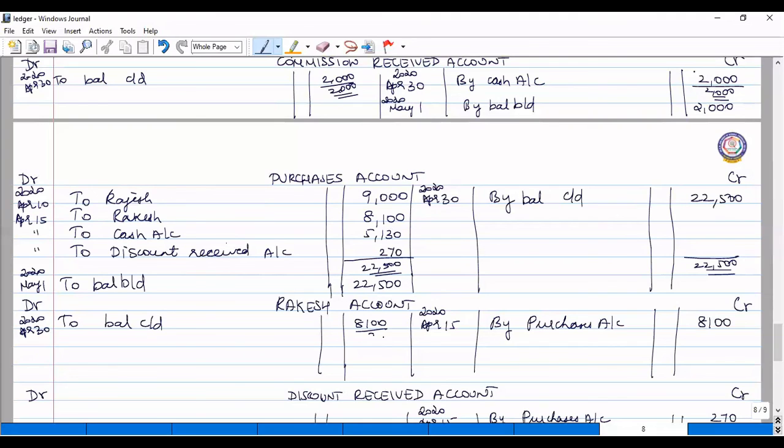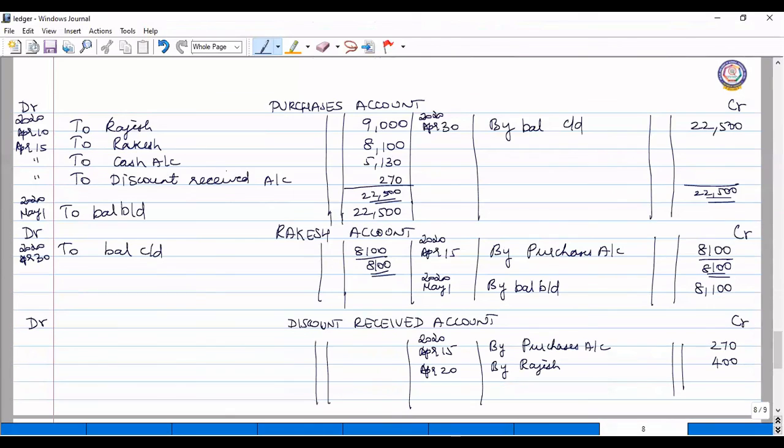To Rakesh account, at month end, when we close it, the balancing figure will be 8,100. That is, we are supposed to pay him. Okay, he is our creditor, isn't it? Now on May 1st, when we open the books for the next month, the balance brought down in his account will be 8,100. And the total of discount received is 670. And when we close the books for the month end, the balance carried down will be the total of this 670.